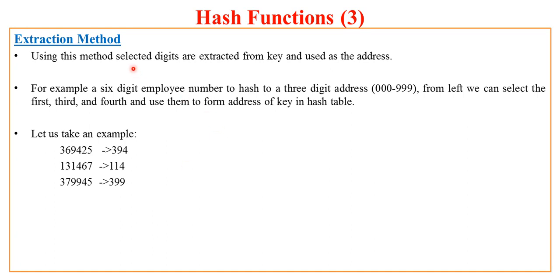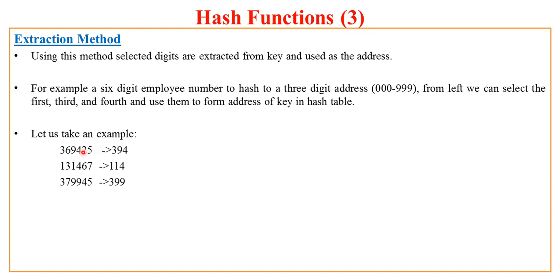Now in the extraction method, some selected digits are extracted from a key, and those digits are used as the hash address in the hash table HT. Assume that we have a 6-digit employee number and a 3-digit address representation, so our addresses can be in the range of 000 to 999. From the left we can select the first, third and fourth digits of the key, and those will form the hash address of the key in the hash table.